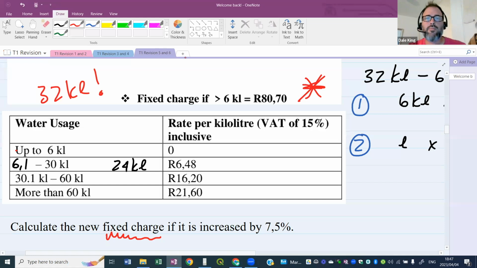Logan, don't let Chiamo influence you, okay? 32 kiloliters, guys. Come on now, you can do it. There's the table. Follow the same process. It's going to change a little bit at the end, though.